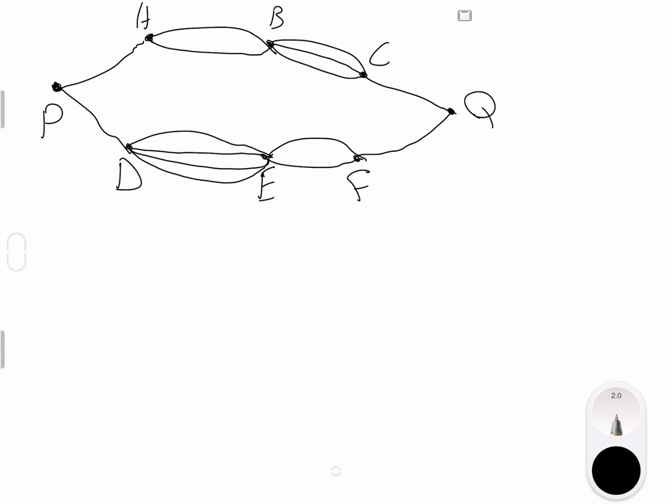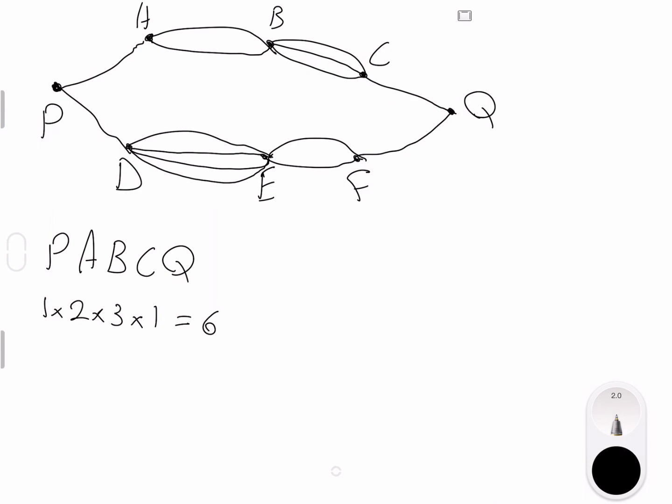Well, let's look at it. Let's take the path P, A, B, C, Q. How many different ways are there? Well, we've got 1 times 2 times 3 times 1. So all of this is just 6 different ways.